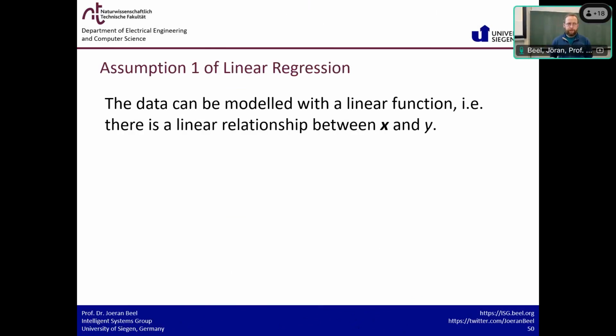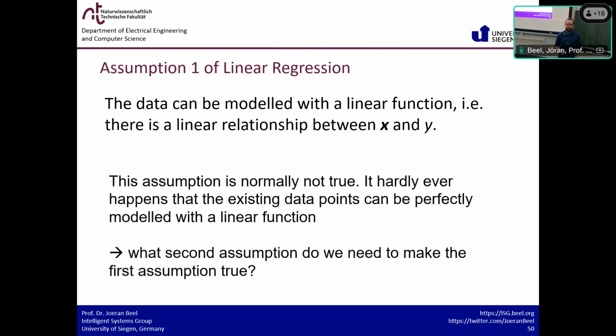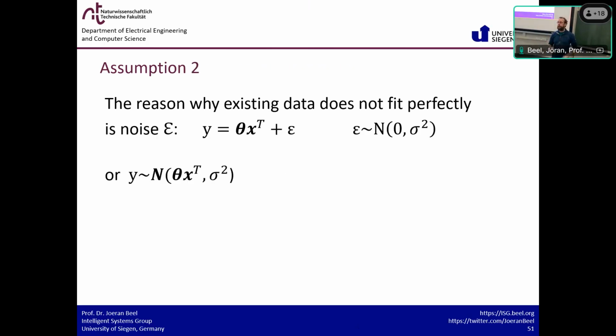There are a few assumptions behind linear regression. The first one is your data is linear. And of course, most data in real life is not linear. If you look at pretty much any data, you will never have the perfect linear model. But very often in businesses, if you have simple customer data, you can get reasonably good results with this. So we need a second assumption to make this assumption true. The second assumption is, if you build a linear model and you do not get a perfect solution, the reason for this is noise.